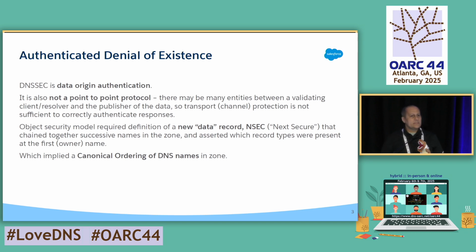All right, so the design of authenticated denial involves establishing a canonical ordering of all the names in a zone and the definition of a new record type, NSEC, that chains together successive names and also asserts which record types exist at the name. And a design of this sort is kind of needed for DNSSEC because remember, DNS is not a point-to-point protocol. There could be many entities between the publisher of the data and the validating client. So simple channel protection or channel authentication is insufficient. Data needs to be authenticated, which leads to the NSEC record.